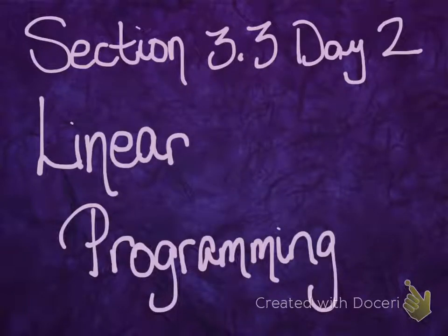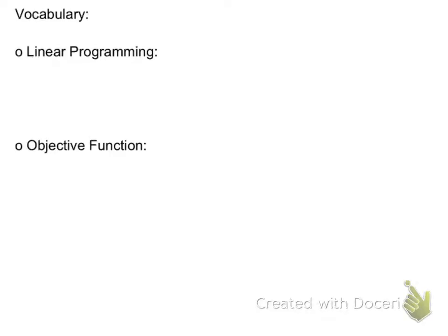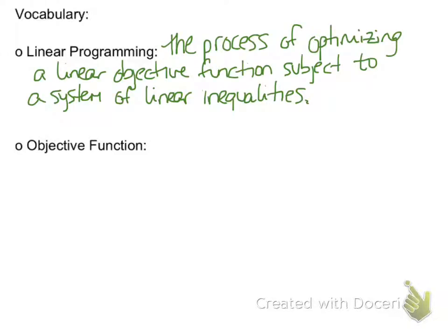Section 3.3, Day 2, Linear Programming. So first of all, we've got to get through some vocabulary. We have to understand what linear programming is. Linear programming is the process of optimizing a linear objective function subject to a system of linear inequalities.